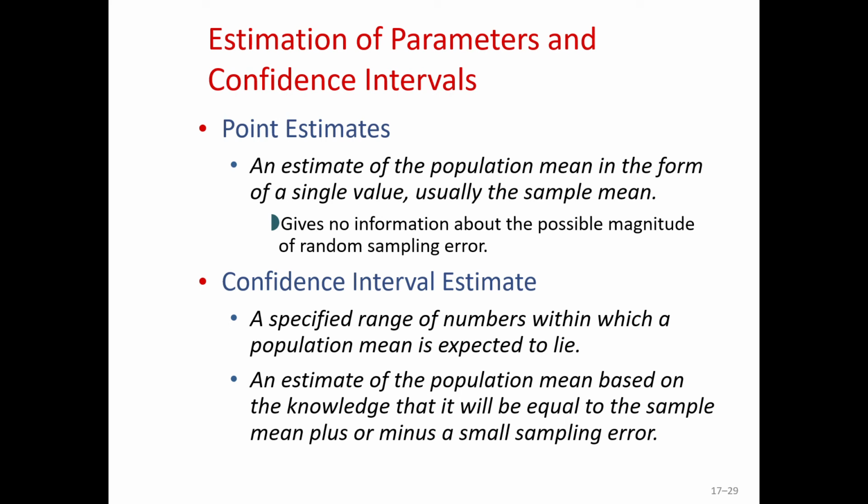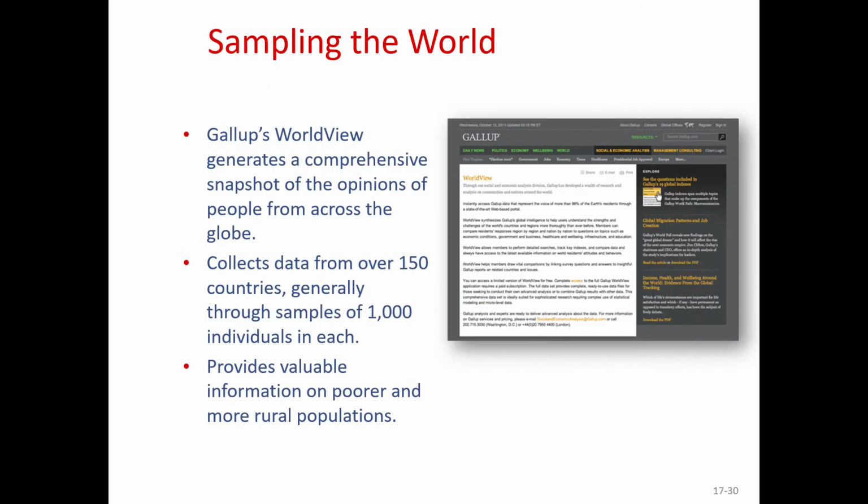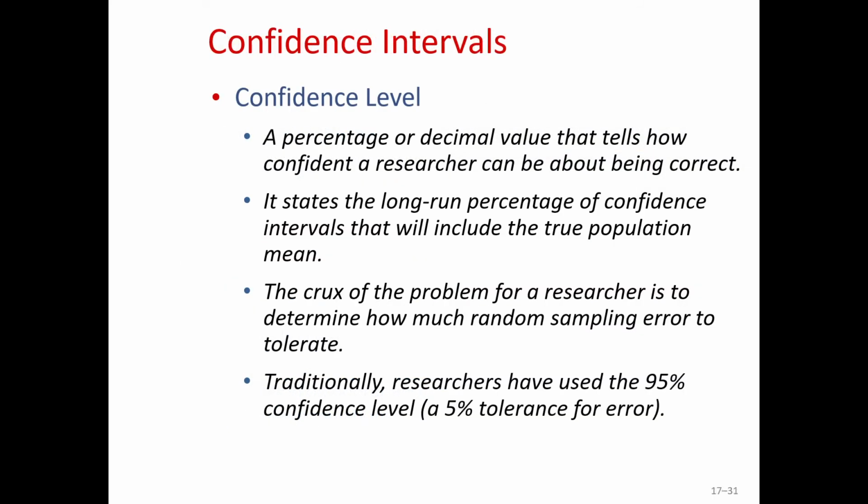So the confidence level is the percentage or decimal that indicates the long-run probability that the results will be correct. Traditionally, researchers have used the 95% confidence level. Whilst there is nothing magical about the 95% confidence level, it's useful to select it, and this is pretty much a 5% tolerance for error. That's why they are using this in the examples.